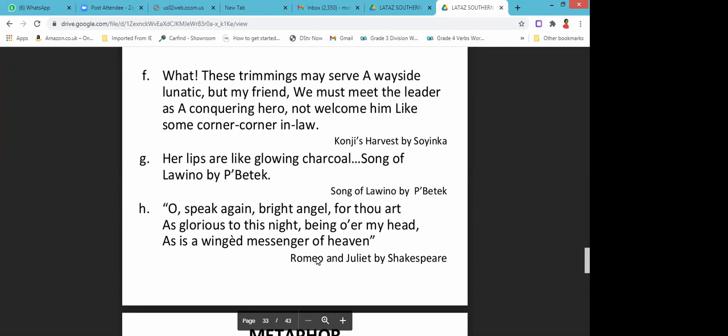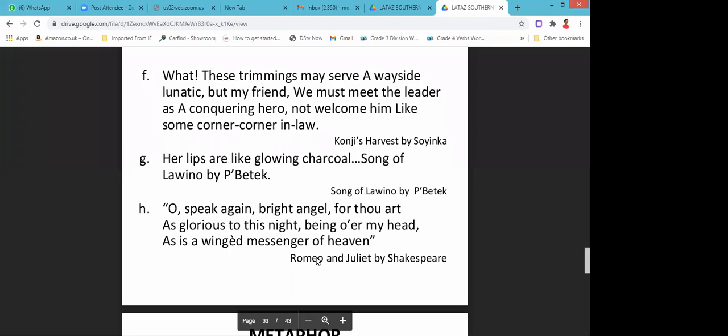The next one, her lips are like glowing charcoal, from Song of Lawino. And here we're talking about Lawino, who was lamenting how African women try to be like white women and put on makeup and lipstick. So the red in the lipstick is what is glowing on the lips.